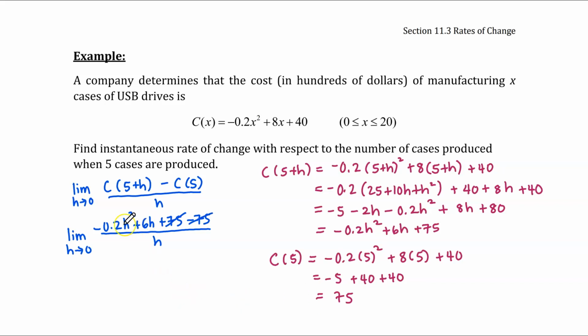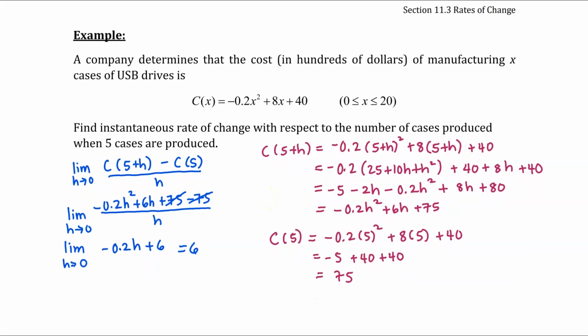And then H is a common factor here. So you can divide each term by H. This will then be reduced to negative 0.2H plus 6. And then you take the limit as H approaches 0. So as H approaches 0, this term here becomes 0. So this gives us 6.